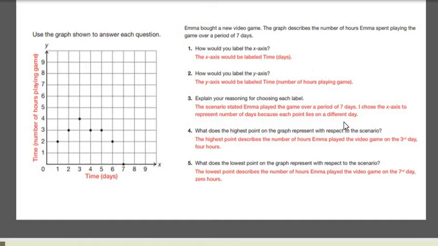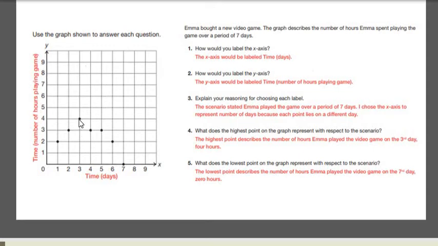In this next part right here, you will see that Emma bought a new video game, and on number 1, how would you label the x-axis? Well, the x-axis right here is labeled with time and days. So this is your independent quantity, and time is being measured with the unit of days. Now over here on your y-axis, this is your dependent quantity, measured by the number of hours Emma spent playing the video games.